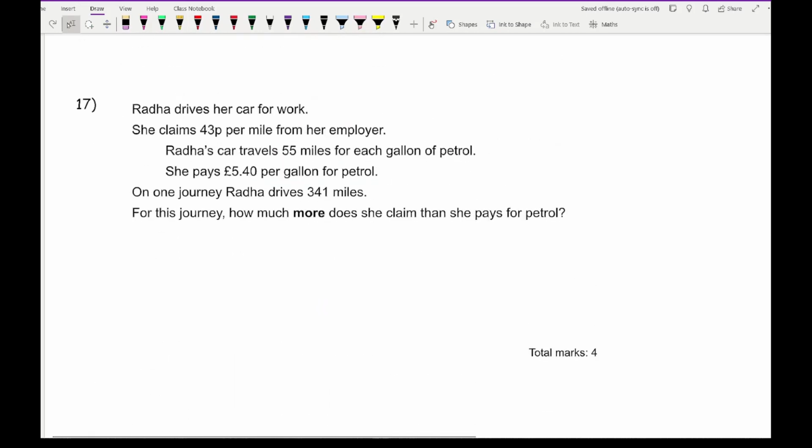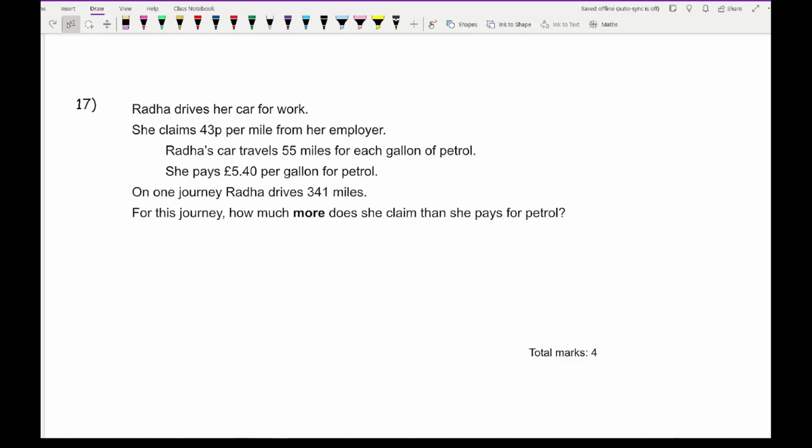Moving on to question 17, it says that Radha drives her car to work. She claims 43 pence per mile from her employer. Radha's car travels 55 miles for each gallon of petrol. She pays £5.40 per gallon of petrol. On one journey, Radha drives 341 miles. For this journey, how much does she claim, and then how much does she pay for petrol? So let's have a look and break this down.